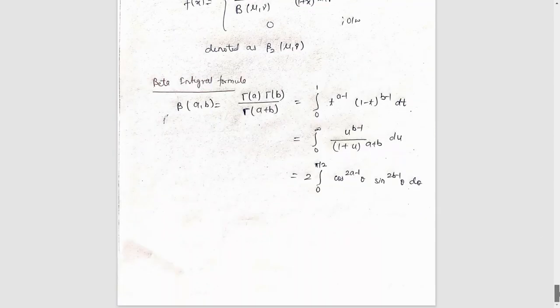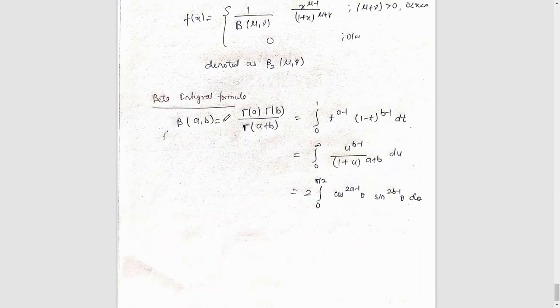I just wanted to introduce the beta integral. Beta(a, b) is represented as gamma(a) gamma(b) upon gamma(a plus b). This is the definition of the beta integral, and it is equal to the integral from 0 to 1 of t to the power a minus 1 times (1 minus t) to the power b minus 1.